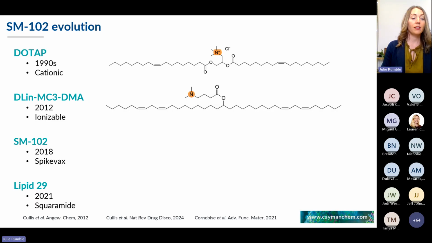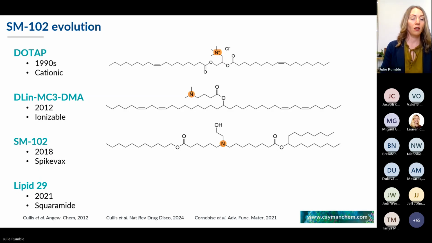Next, I want to highlight D-Lin-MC3-DMA, an ionizable lipid that was successfully shown to deliver siRNA and is the ionizable lipid component of Alnylam's drug Onpattro. This cements the shift to ionizable lipids being favored over cationic lipids in LNP formulations. Next, we have SM-102, used in the Moderna COVID-19 vaccine Spikevax. This proved LNP's application to deliver mRNA into cells.